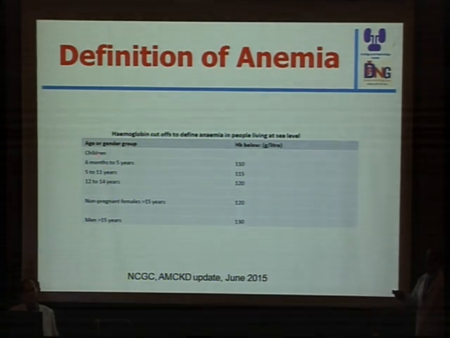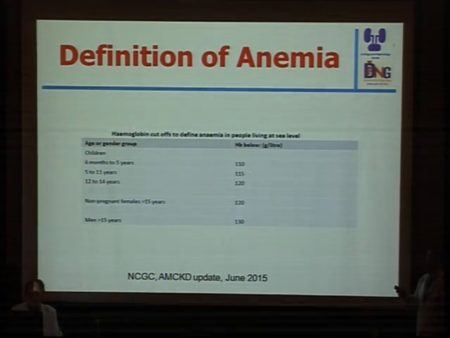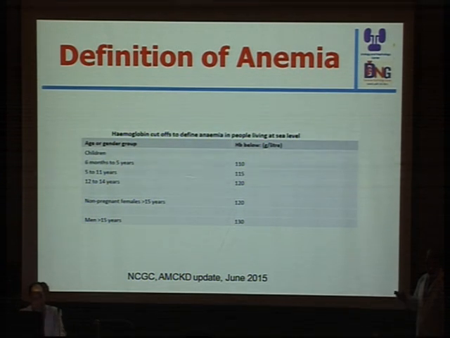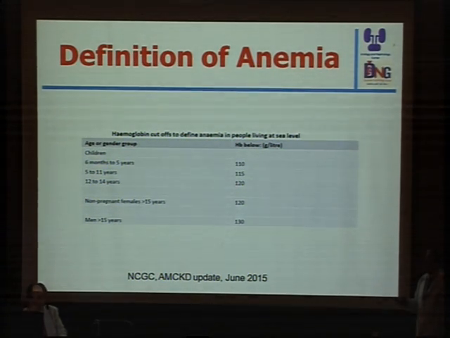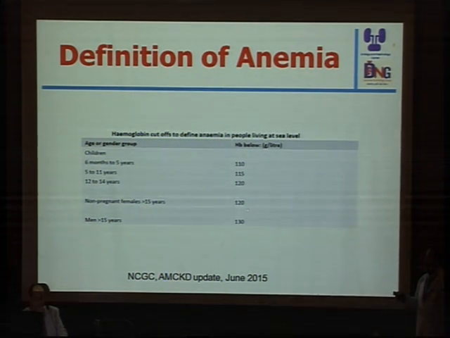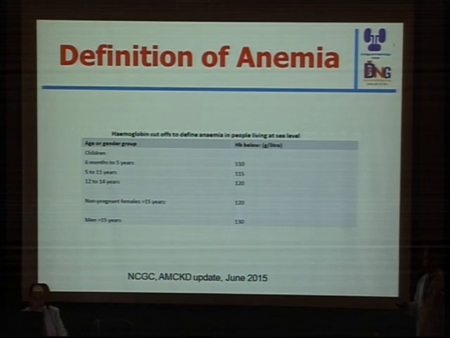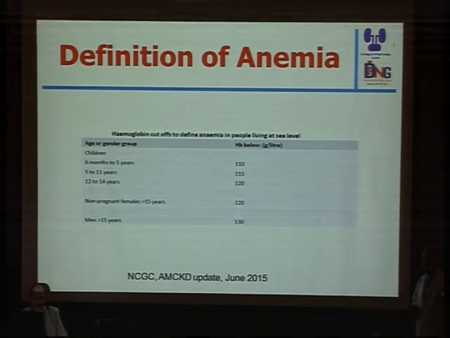If you are dealing with children, if hemoglobin drops below 110 gram per liter, or 11 gram per deciliter, this is anemia. 6 months to 5 years, 11.5. 5 to 12 years, 12 gram per deciliter. Non-pregnant females, above 50 years, 12. Males, I can't say pregnant males. So males, if below 13 gram per deciliter.